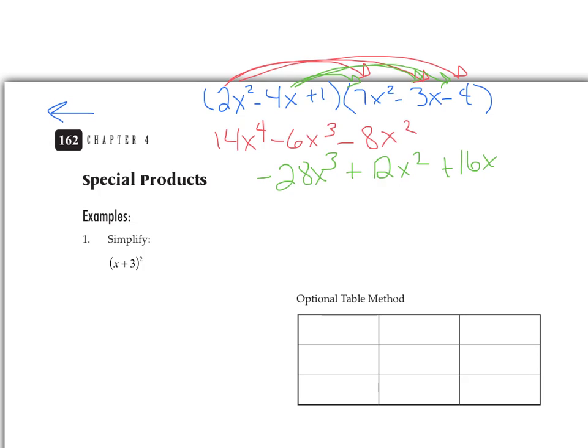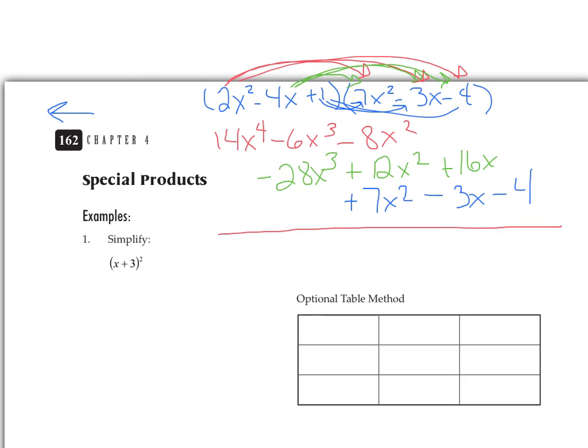And then I'm going to distribute the 1. 1 times 7x squared is positive 7x squared. 1 times negative 3x is negative 3x. And 1 times negative 4 is negative 4. And now I'm ready to add vertically. And you can see my like terms are already lined up, so it's easy to add this vertically.